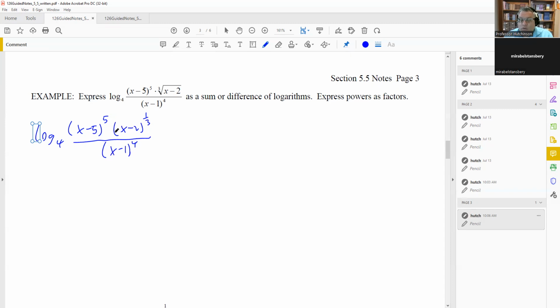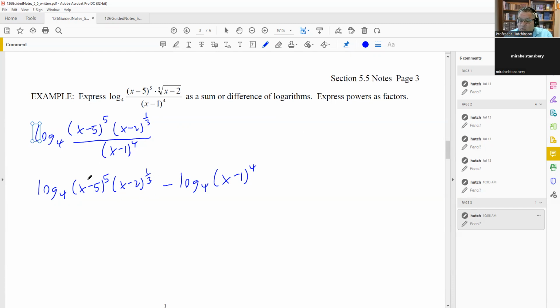Next thing we want to do is we're going to do these one at a time. So let's next turn the division into subtraction. So I'm going to write this the same as we had before, but then I'm going to put a minus sign, and I'll put log base 4 of x minus 1 to the 4th power. Okay, so we're first starting by doing the division turns into subtraction. That's using property number 7.